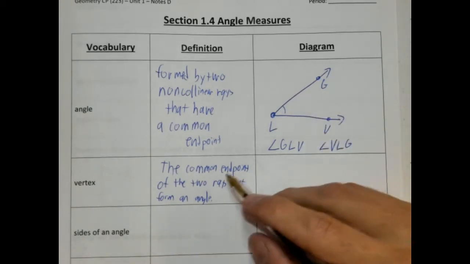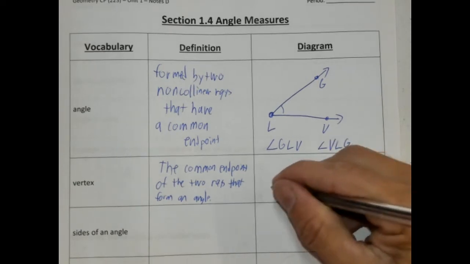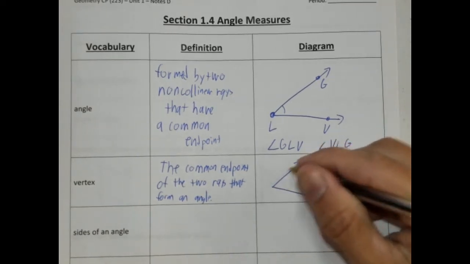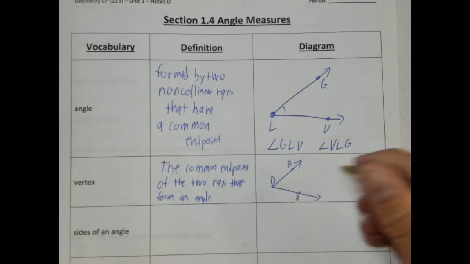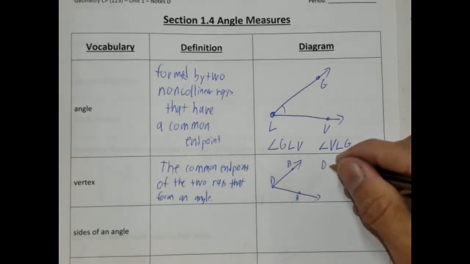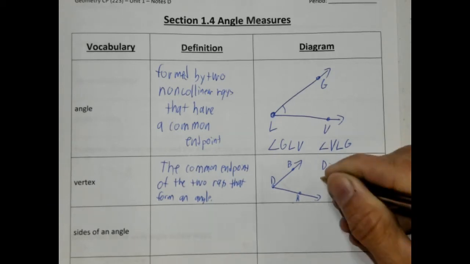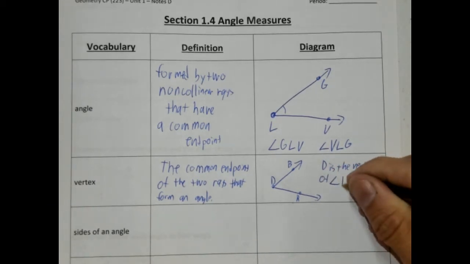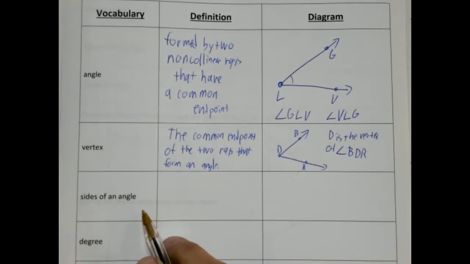Same difference, right? Okay, let's give another example of vertex over here. So we'll make another angle here. Let's go with BDR, okay? And we're going to say that D would be the vertex, so D is the vertex of angle BDR, okay?